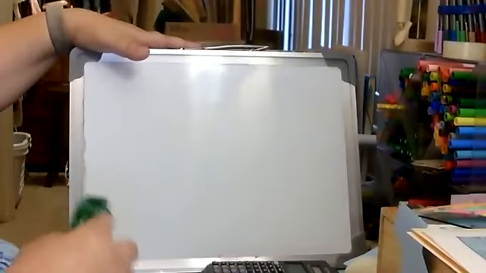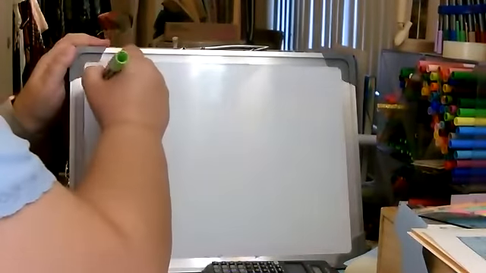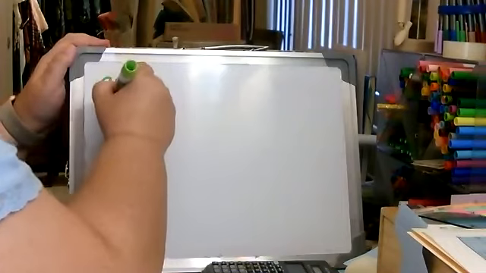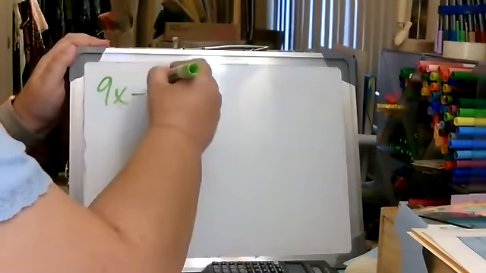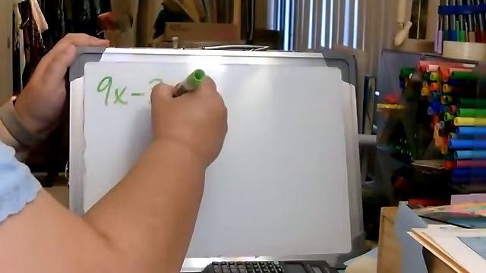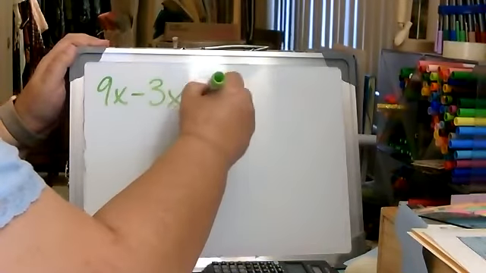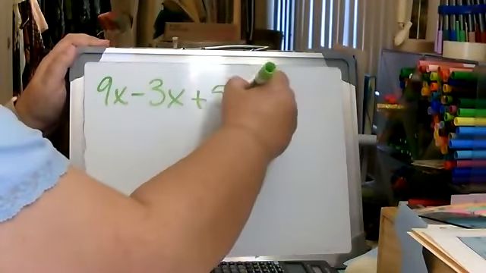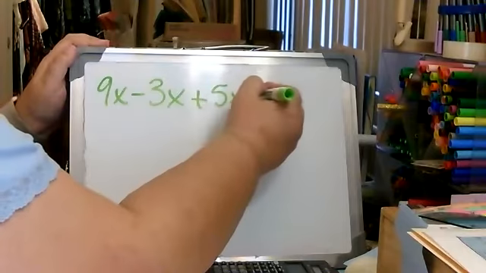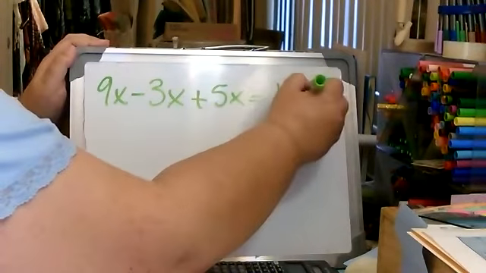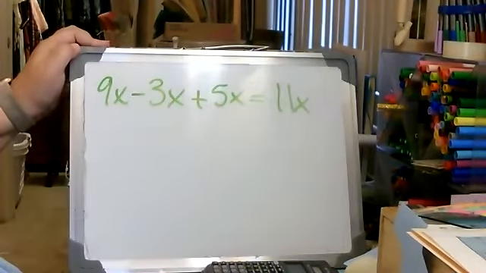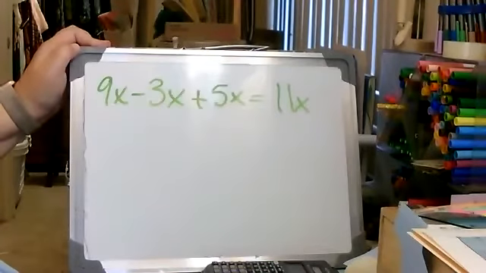So sometimes you're going to get a problem that looks like maybe like this. 9x minus 3x plus 5x equals 11x. Okay.